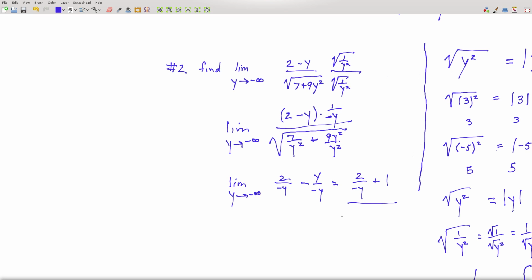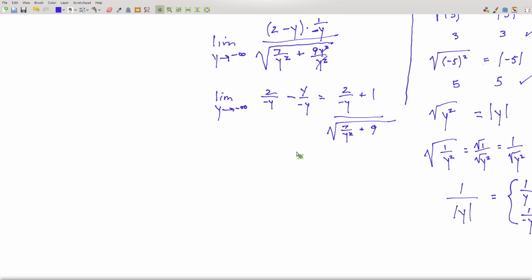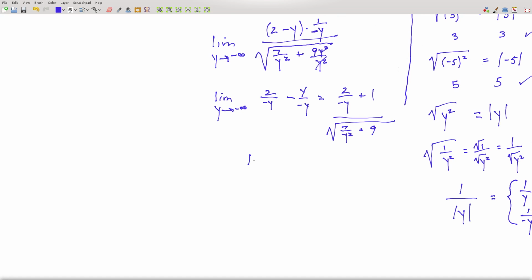Down below, we have this square root of 7 over y squared plus, well, this y squared and that y squared cancel, so it's just plus 9. Now, I'm going to rewrite everything so we have it in one nice place. Alright, so let's rewrite everything that we have so far. This is the limit as y approaches negative infinity of 2 over negative y plus 1 over the square root of 7 over y squared plus 9.